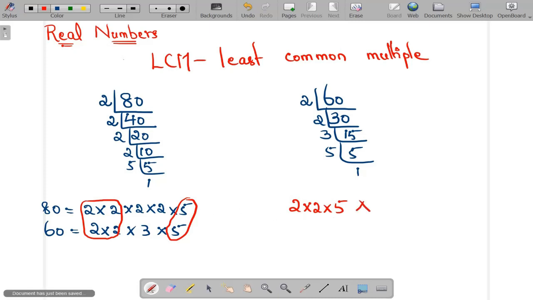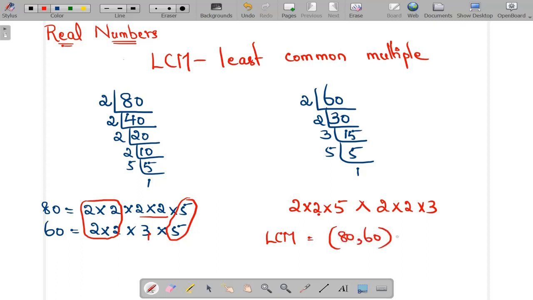Now what is going to be left? 2 into 2 into 3: two 2s from here and one 3 from here. So let's multiply. 2 2s are 4, 4 5s are 20, 2 20s are 40, 2 40s are 80, 3 80s are 240. So the LCM between 80 and 60 is going to be 240. This is how we use prime factorization to find the LCM.